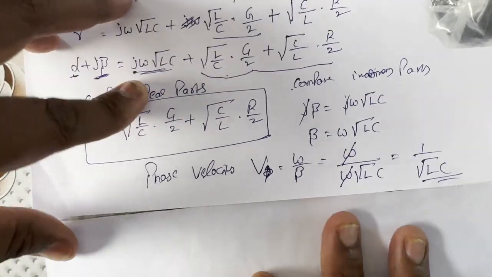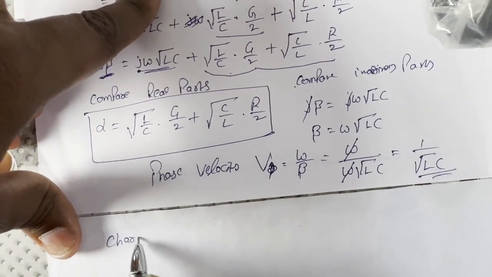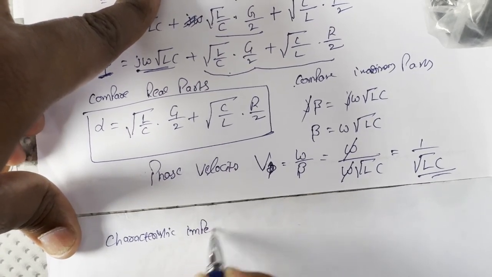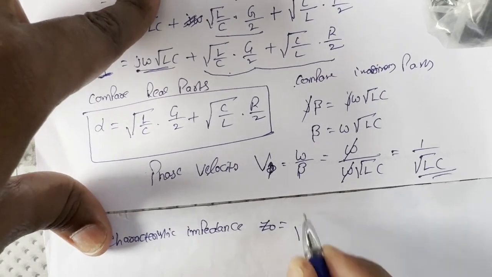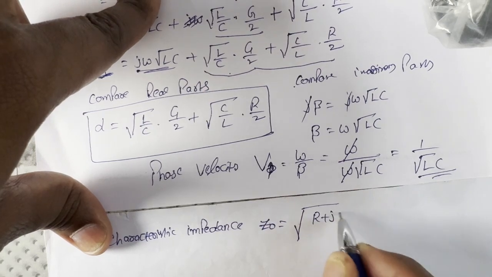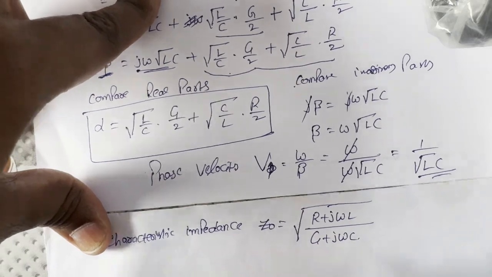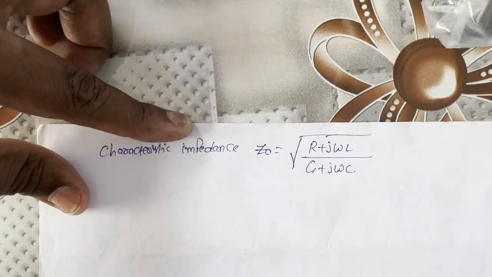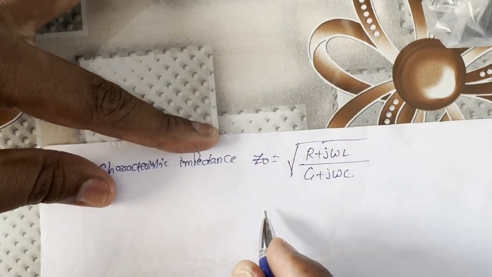And now the final point, characteristic impedance Z0. For Z0 we have square root of R plus j omega L by G plus j omega C. Now here also I am taking R as a common term and G as a common term.